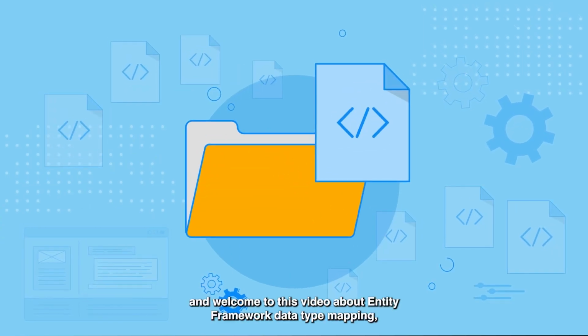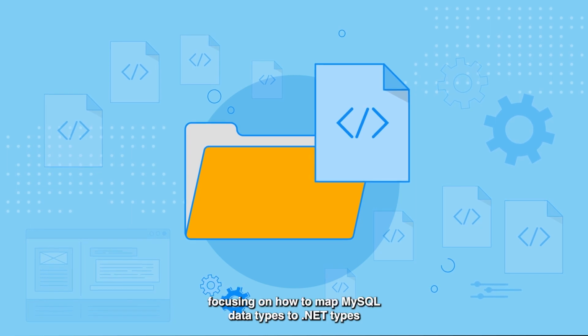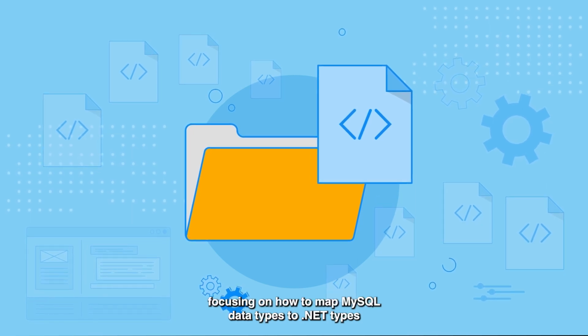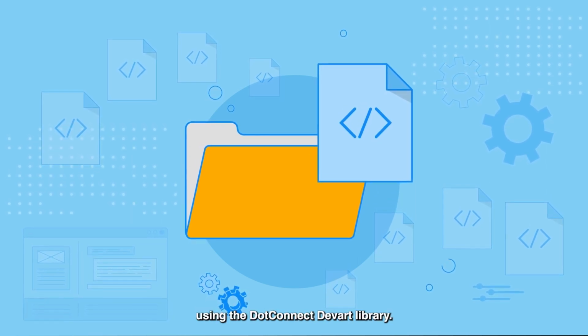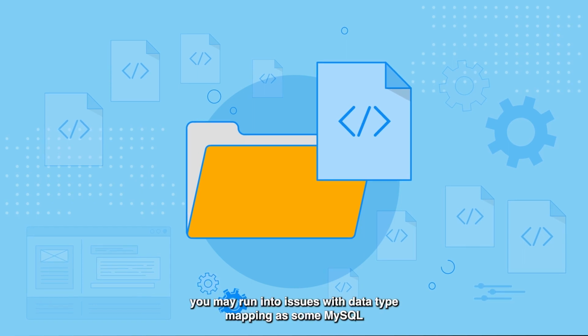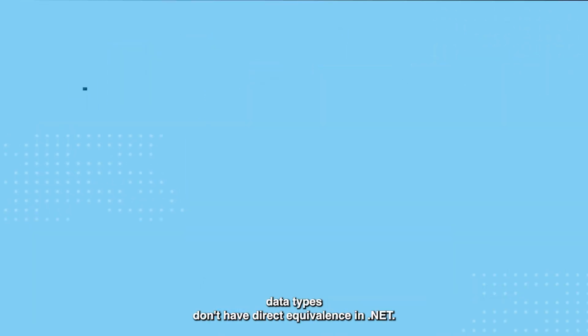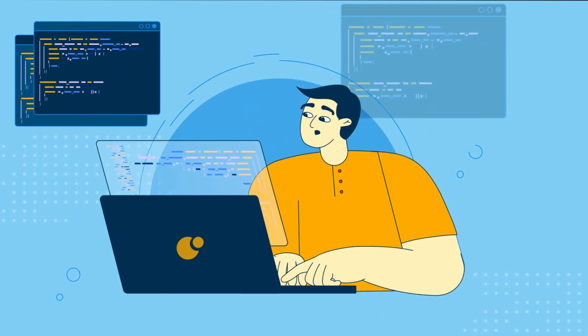Hey there, and welcome to this video about Entity Framework Data Type Mapping, focusing on how to map MySQL data types to .NET types using the dotConnect Devart library. If you're using Entity Framework with a MySQL database, you may run into issues with data type mapping, as some MySQL data types don't have direct equivalents in .NET.